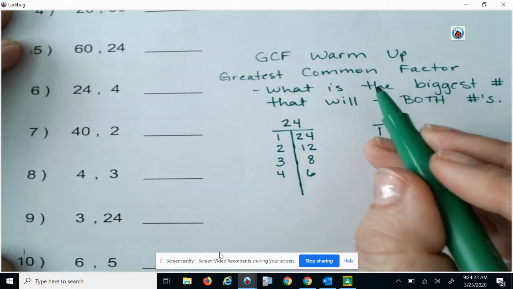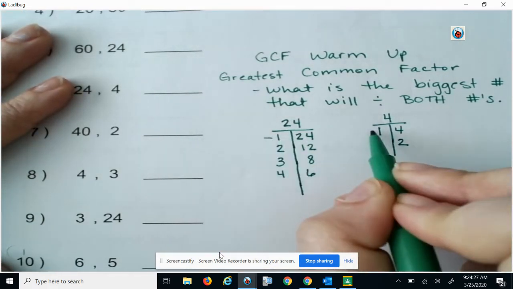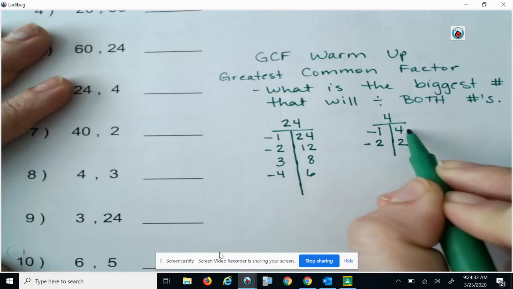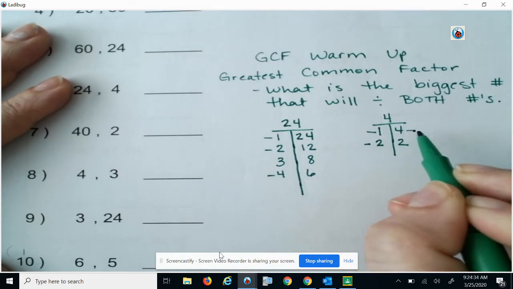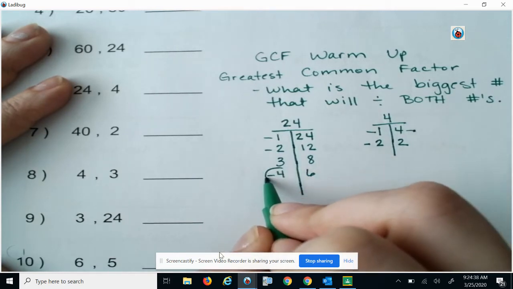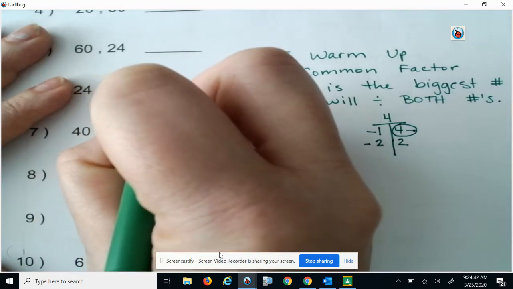Common factor means it's in both tables or both charts, right? So they both have a 1, they both have a 2, they both have a 4. Now, greatest common factor is the biggest one. Our biggest number that they shared was the 4. So that's our answer, 4.